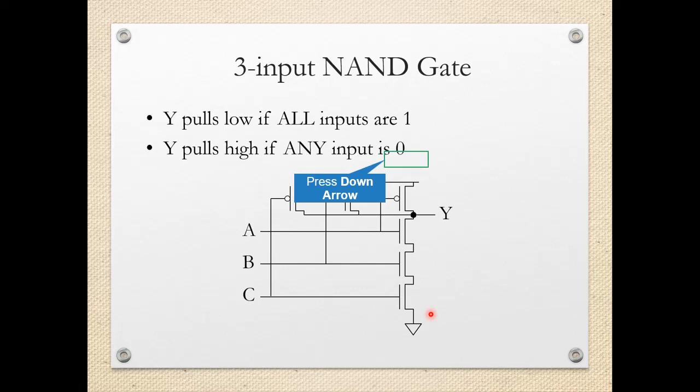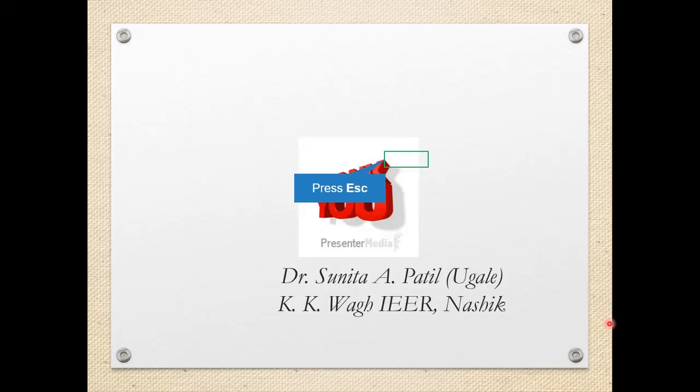And this is the required circuit diagram in which we can see 3 P MOSFETs are connected in parallel and 3 N MOSFETs are connected in series, and you can verify the truth table for this particular NAND gate.